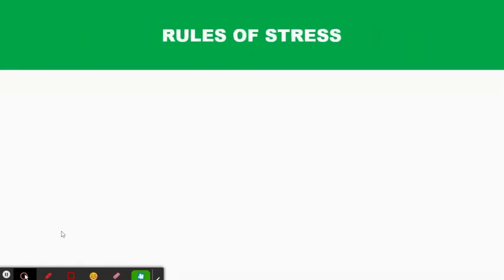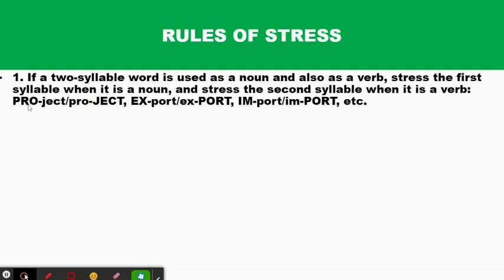So let's move on to the next item, rules of stress. Language is governed by rules, and basically every important thing in life is governed by certain rules. Number one: if a two-syllable word is used as a noun and also as a verb, stress the first syllable when it is a noun and stress the second syllable when it is a verb. For example, project as a noun, project as a verb; export as a noun, export as a verb; import as a noun, import as a verb. Other words include object, present, convict, conduct, produce, and so on. So that's one rule of stress.